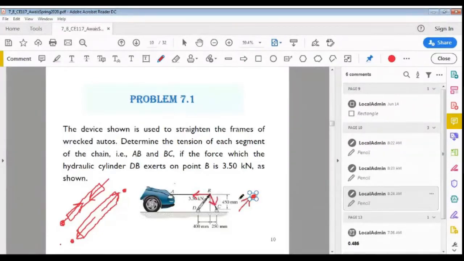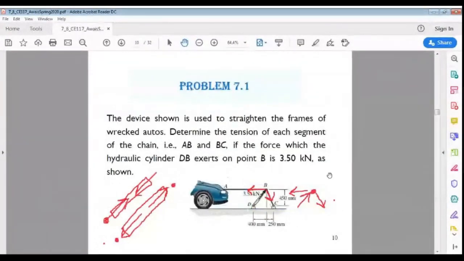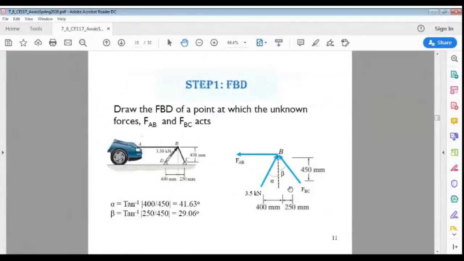So now, if I remove chain AB, I will show the force, and if I remove the chain BC, I will again show the force. So this is the free body diagram of point B, and this is what is shown over here. This is the 3.5 kilonewton force exerted by the hydraulic cylinder at point B. The force in the chain AB, let's represent it with FAB. The force in the chain BC, let's represent it with FBC.